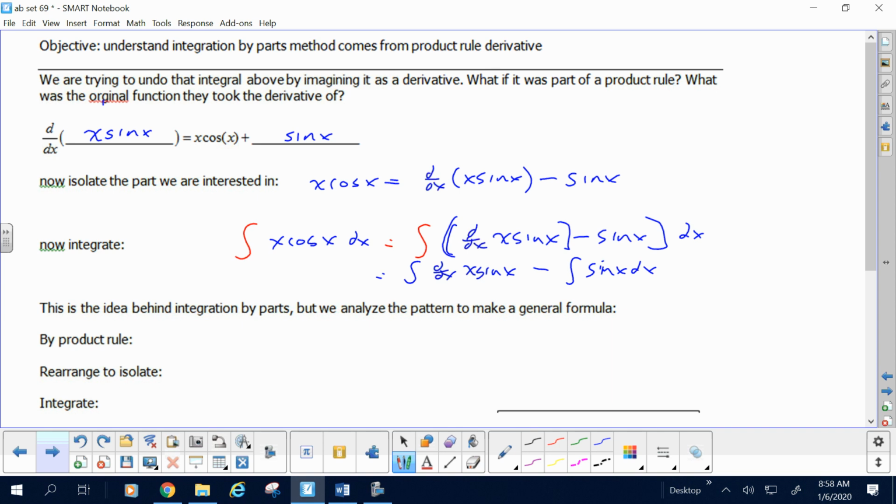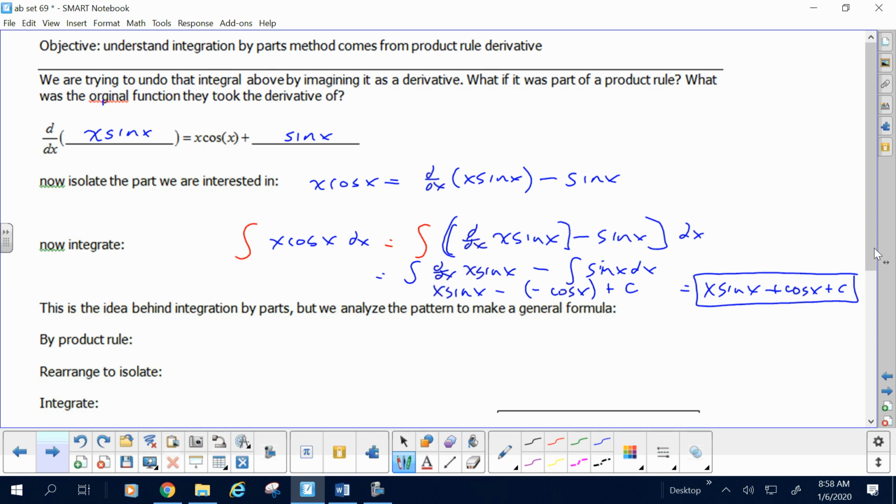Well, cool. The first part's pretty easy. What's the antiderivative of the derivative of x sine of x? x sine of x. And what about the antiderivative of sine of x? Cosine or negative cosine? Negative cosine of x. At that point, we've integrated, so we need to pick up a plus c. So our final answer is something like x sine of x plus cosine of x plus c. And we were able to integrate something that had not yet been integrated.